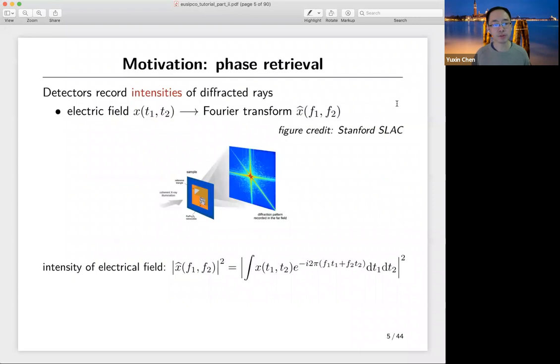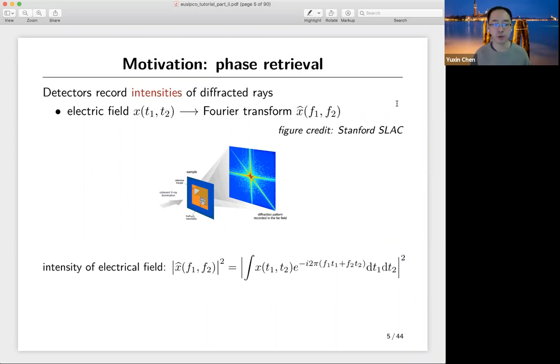Why do we care about this problem? So originally the problem is perhaps best motivated by a problem in optical imaging. So in optical imaging, due to the limitations of the optical detectors or sensors, it's often impossible to detect or record the phases of a light.